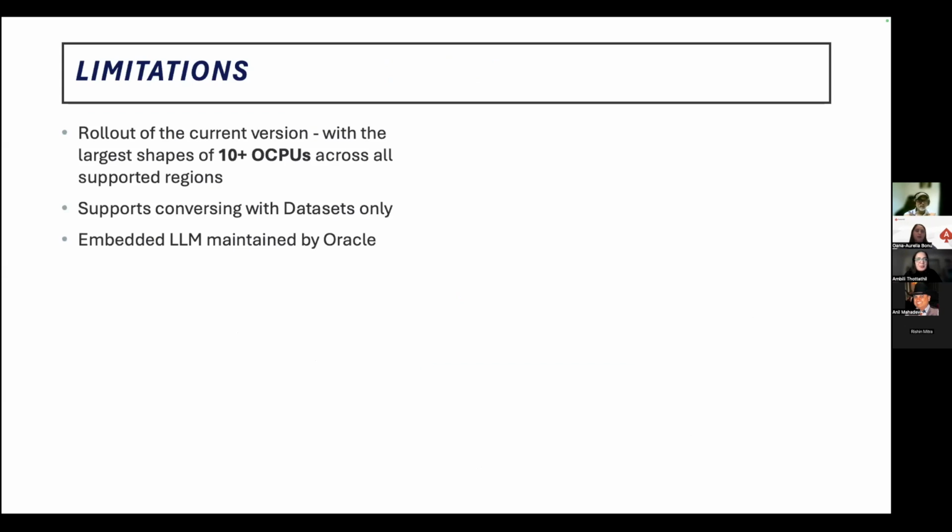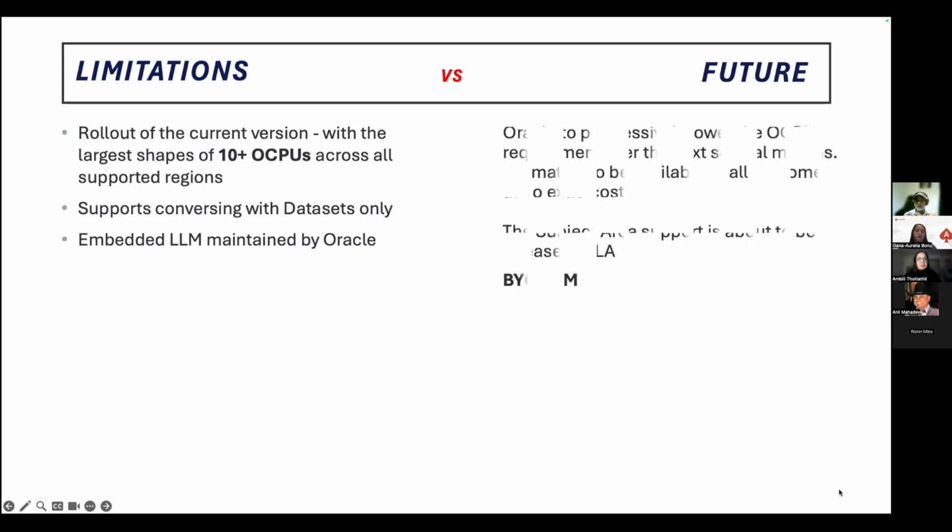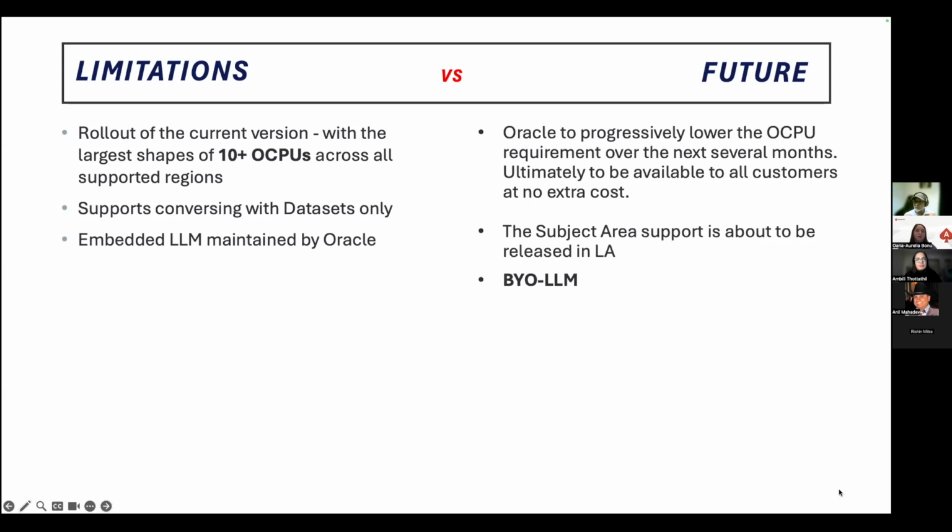Okay, so we have a minute here. Let's understand the limitations and future of the AI assistant. Leveraging Oracle LLMs requires tremendous computing resources and careful planning. This led Oracle to start rolling out the largest shapes, like 10 OCPUs, across supported regions. Even with these limitations, it supports conversing with data sets, and embedded LLMs are only maintained by Oracle. However, the good news is that Oracle is committed to progressively lowering the CPU requirements over the next several months and ultimately making it available to customers at no extra cost at the earliest possible time. Subject area support is about to be released in limited availability, and you can also bring your own LLM as well.